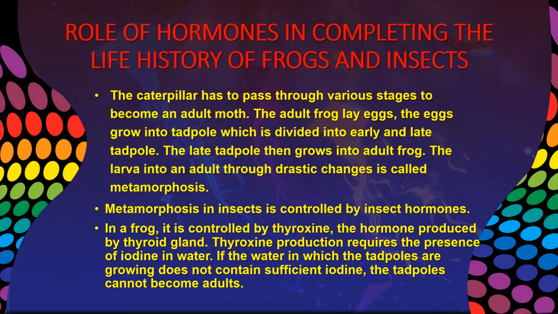It is not only frogs which require thyroxine hormone to complete their life history. In fact, all the amphibians need thyroxine hormone to undergo metamorphosis and change from larvae into adults. Then in insects, the metamorphosis is controlled by insect hormones.